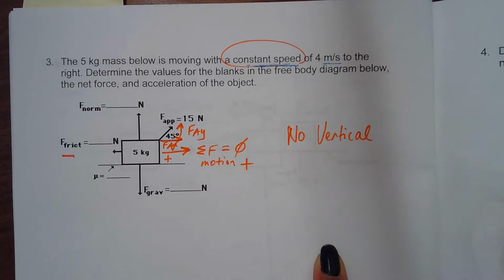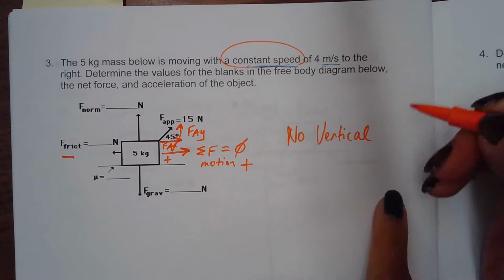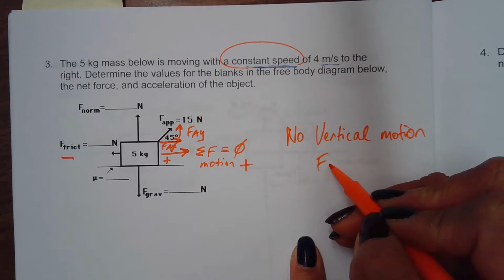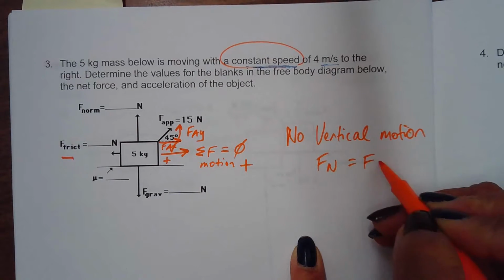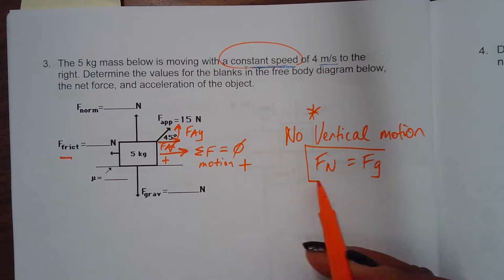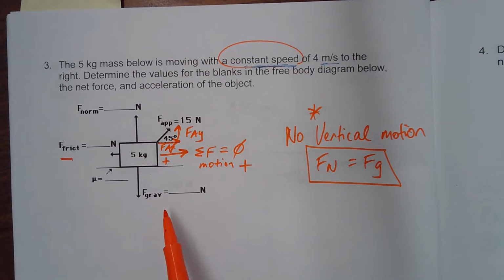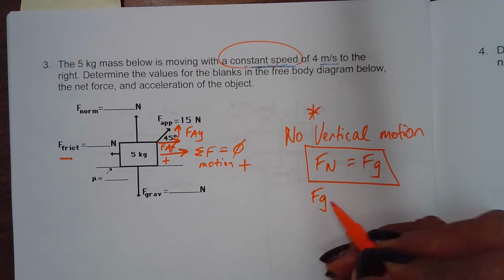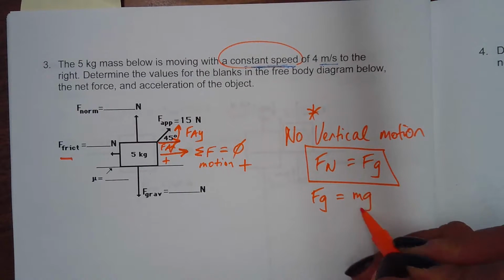Always, yeah. At 45 degrees, the x and the y are always equal. Okay, so there is no vertical motion here. So Fn is equal to Fg, right? So we need to realize that. So that's pretty much it. So we can actually take a look at those blanks for now. It says Fg and Fn. We have to look for those. So let's go and figure out the Fg equals mg.